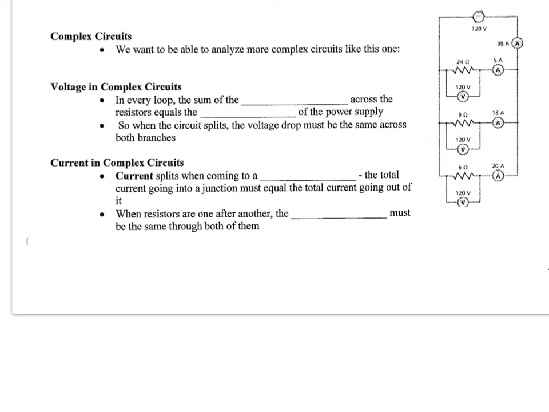And we want to be able to analyze more complex circuits such as this one. So here's a picture of, you've got parallel, but then you've also got parallel in with series, and it's just a whole big mess of wires. So there's two rules that you need to know. In every loop, the sum of the voltage across the resistors equals the voltage of this power supply.